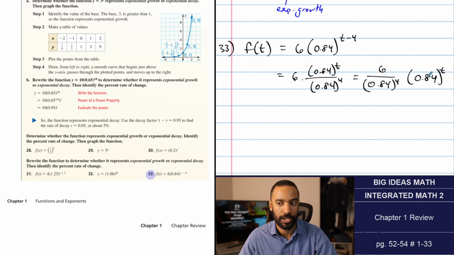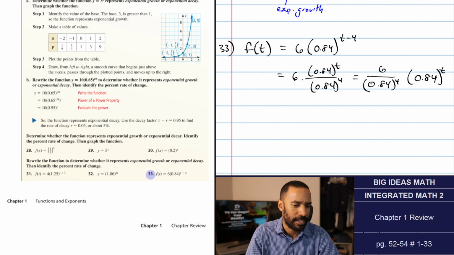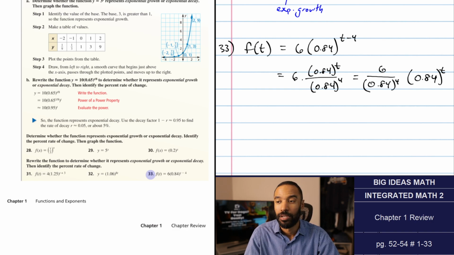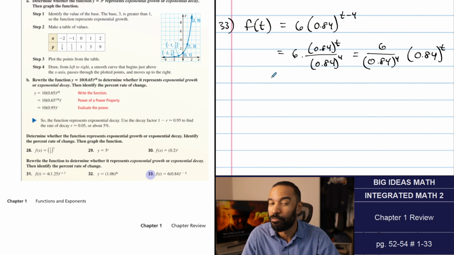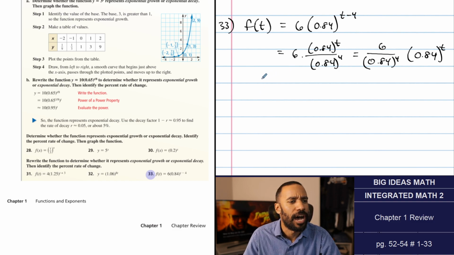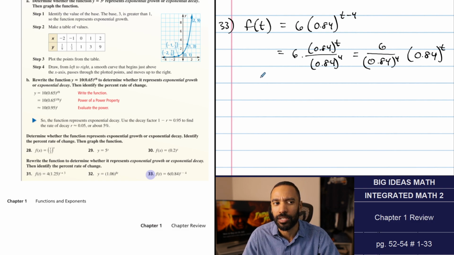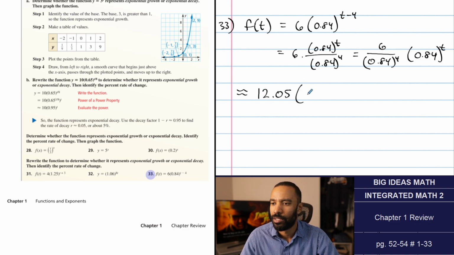So I could answer the question based off this part right here. That doesn't change. This guy here, let's evaluate what that is. 6 divided by, it's probably something close to 6. 0.84 to the 4th. Oh, never mind. I was misthinking how that works. I was thinking the 4th root of 0.84. My bad. I'm going to write it's about 12.05 times 0.84 to the t. That part doesn't matter as much.